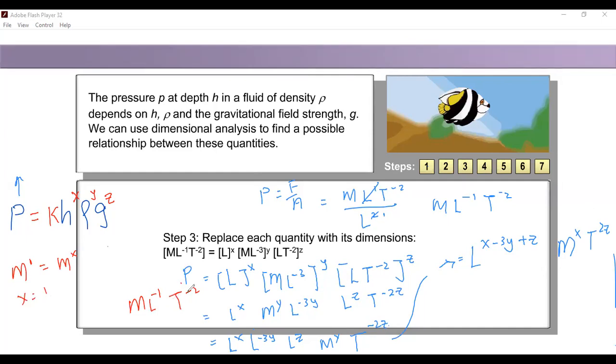Compare the T. T is 2Z. 2Z is equal to negative 2. So we can set that 2Z equal to negative 2. Negative 2 equal to 2Z. So that means Z equal to negative 1. And now this one. And L and L. Okay. X minus 3Y plus Z equal to negative 1.